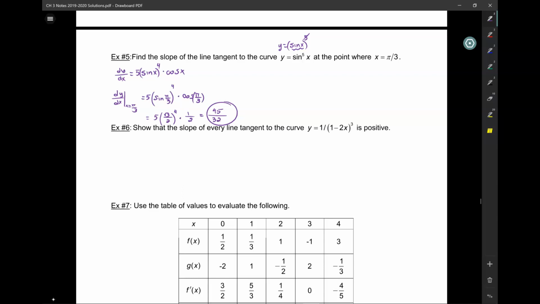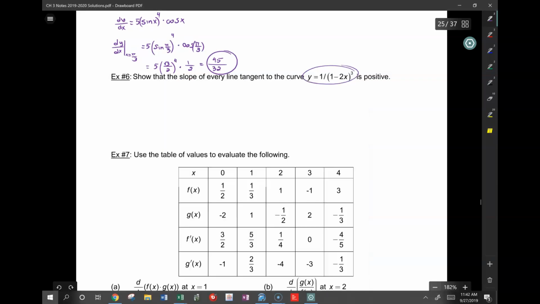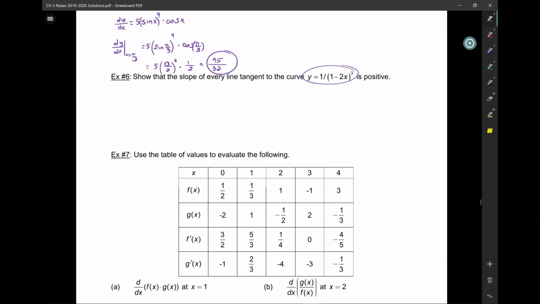Well, no, it doesn't say that. It just says find the slope. You are right. It's not asking for the equation of the tangent line. Okay? All right. Show that the slope of every line tangent to the curve y is positive. Okay, fine. In order to show anything about the line tangent to the curve, I first have to find the line tangent to the curve. So first, why don't we find that one?